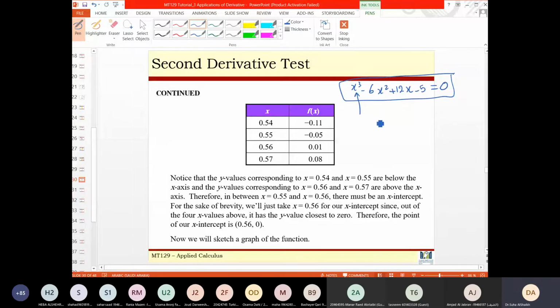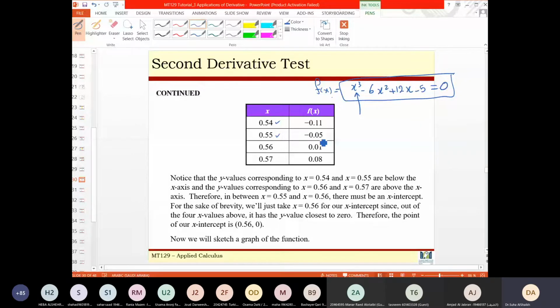They did it in a table. They put the value of x as 0.54. So f of that is −0.11, very close to 0. They try x to be 0.55. f of x will be −0.05, closer to 0.